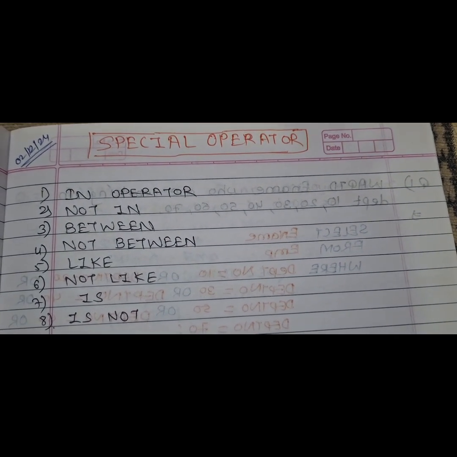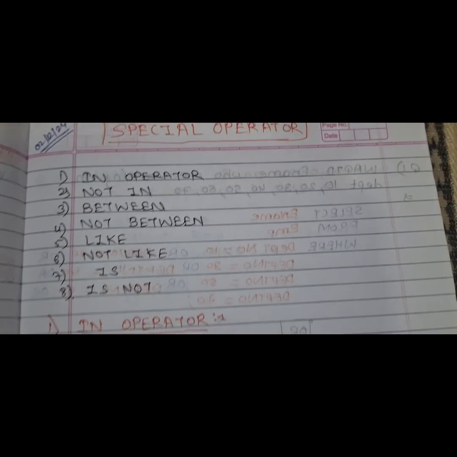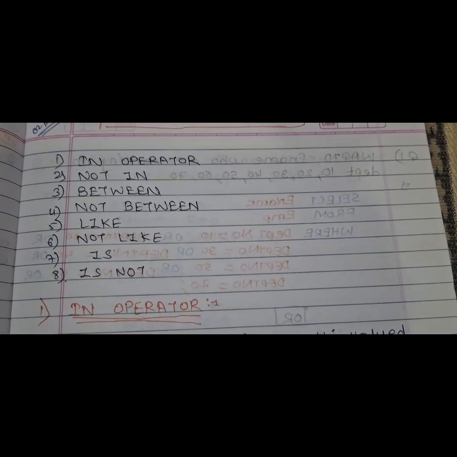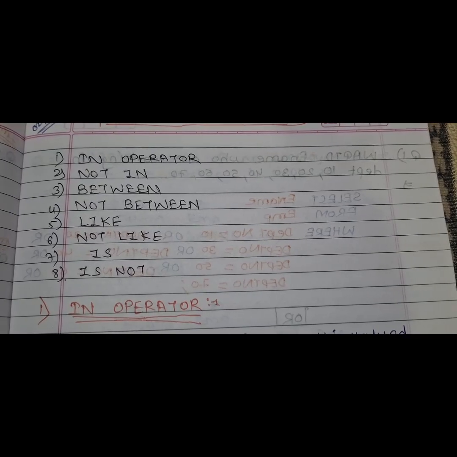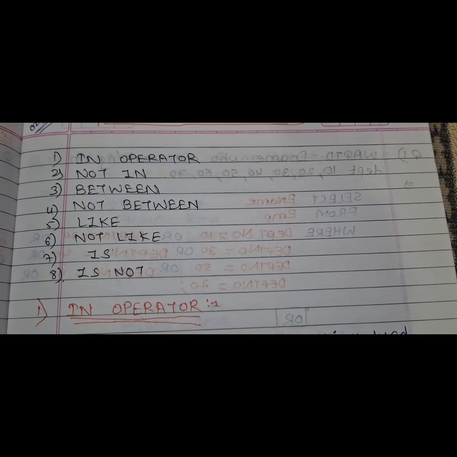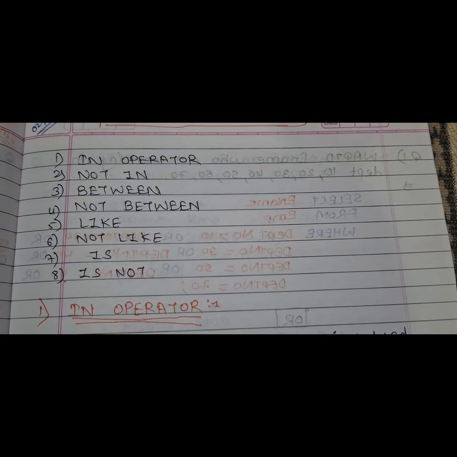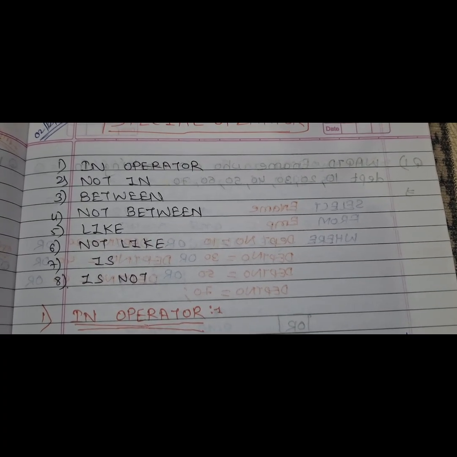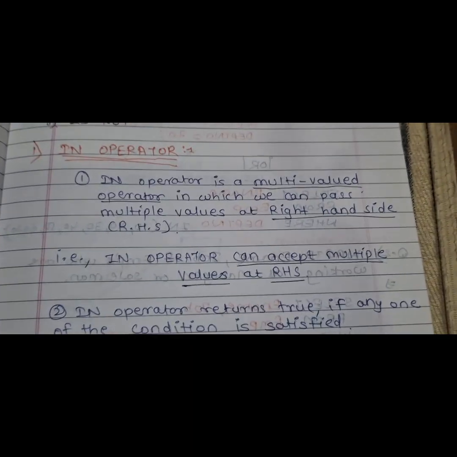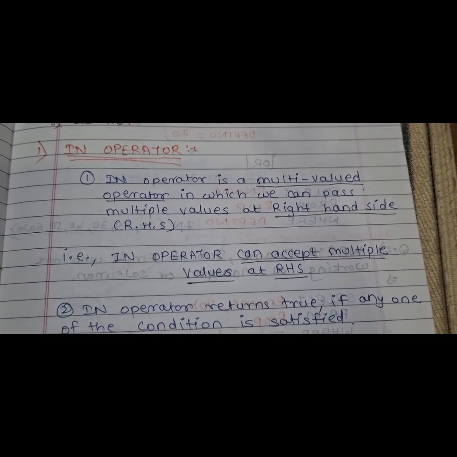Today I am going to start with a special operator. In a special operator we have 8 types of operators: in operator, not in operator, between operator, not between operator, like operator, not like operator, is operator and is not operator. Let's understand each one by one. So today I am going to start with the in operator first.